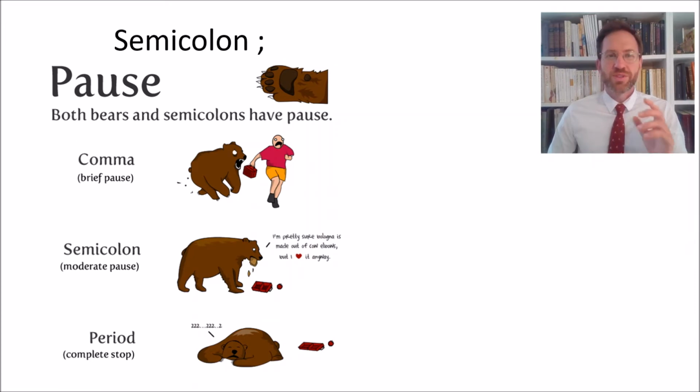Moving on to semicolons. It provides a pause. And both bears and semicolons have pause. Comma, as I said before on my list, is a brief, semicolon, a moderate, and a period, complete stop. The bear says, I'm pretty sure bologna is made out of cow elbows, comma, but I heart it anyway. That's right, the guy didn't get eaten, it was the lunchbox.